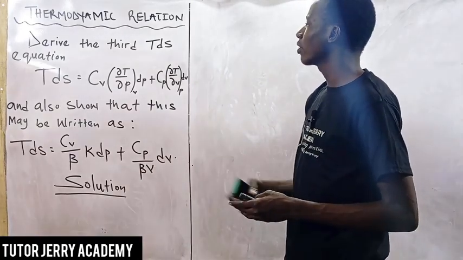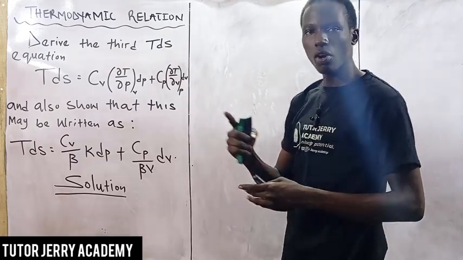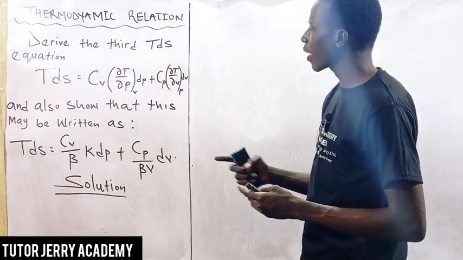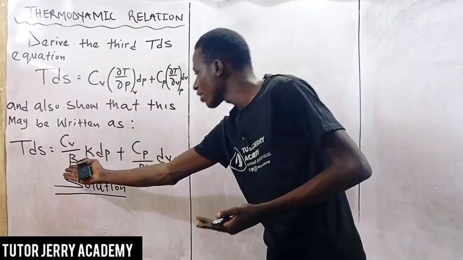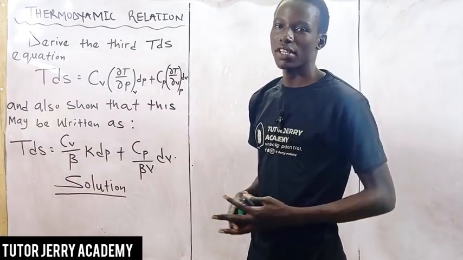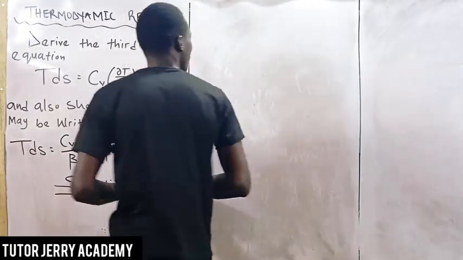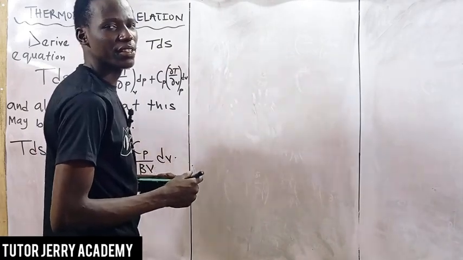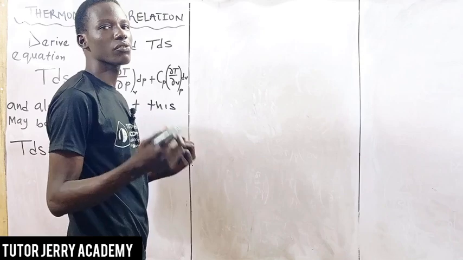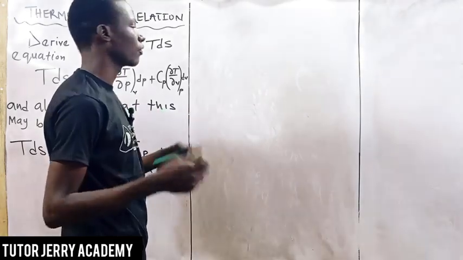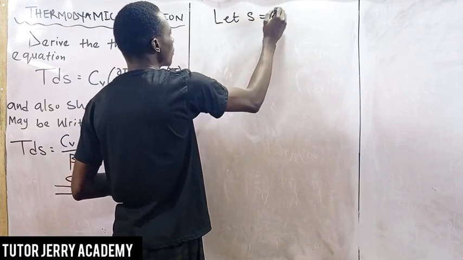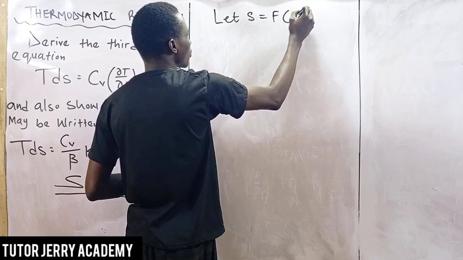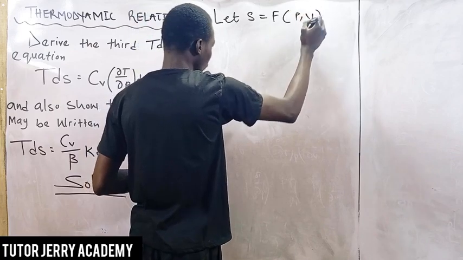In today's lecture, we are going to be deriving the third TdS equation, and also showing that the TdS equation, which is this, can be rewritten as this. So now, let's proceed. First thing first, we are going to let S, which is entropy, be equal to a function of pressure and volume.